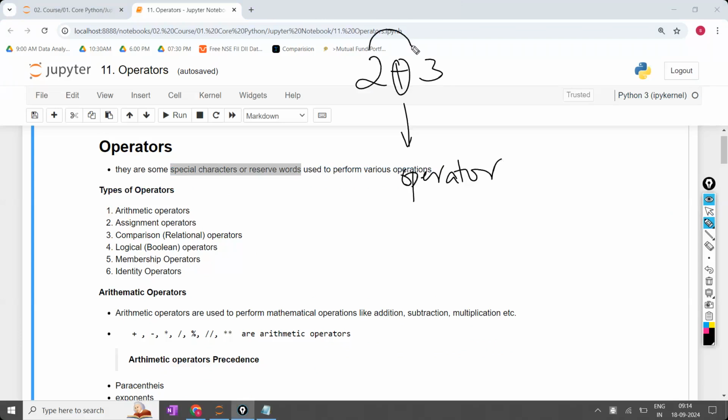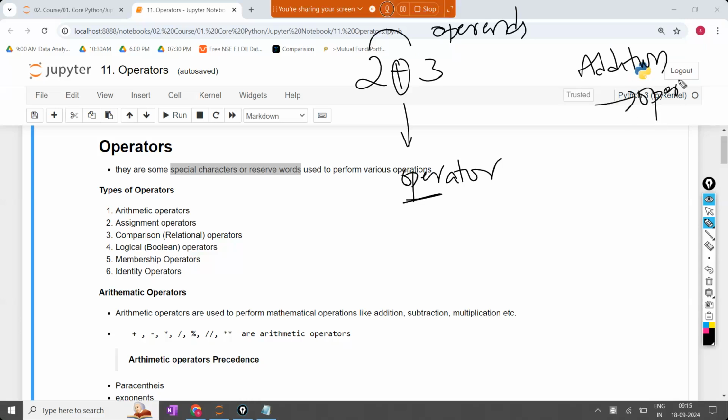And these 2 and 3 are called operands. For the operator, on one end 2 is there, and on the other end 3 is there. They are called operands. And you are going to perform the mathematical operation, 2 plus 3, that is addition. Addition is called the operation, and the symbol is called the operator. So you are going to perform the operation called addition by using the operator called the plus symbol.